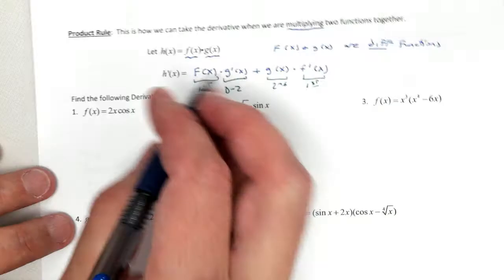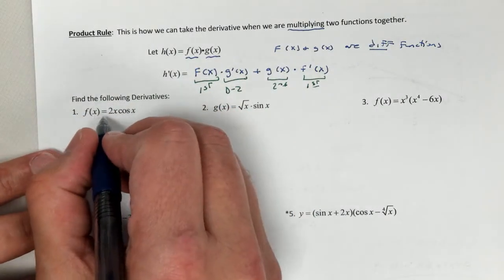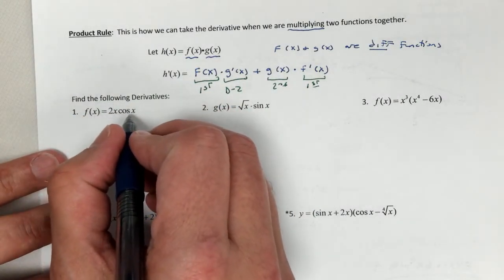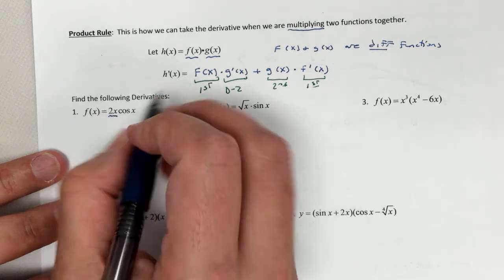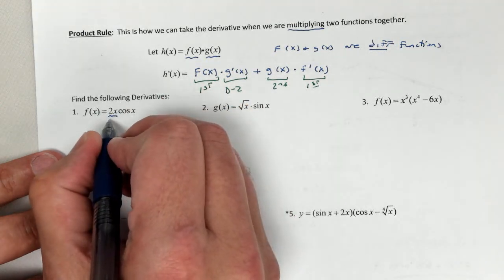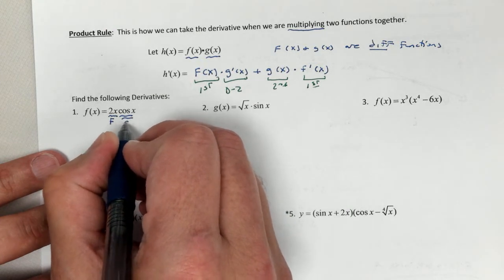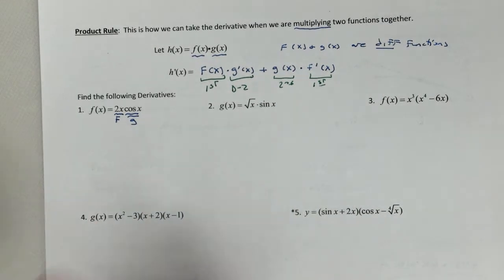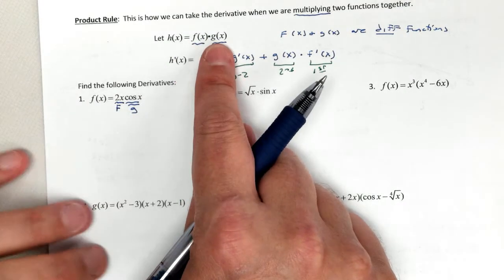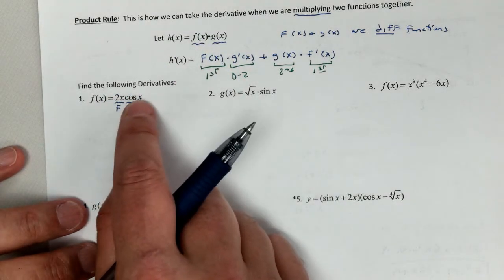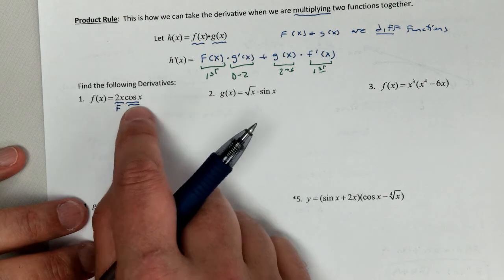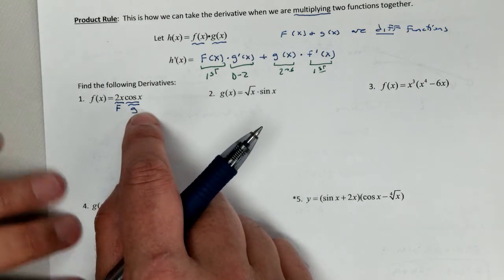Let's look at number 1 here. We have f of x is 2x times cosine of x. I can imagine this 2x as being my first function, I'll call that f, and the cosine of x being my second function, which we'll call g. And so there you go, f of x and g of x. We have two distinct functions right here: f, which is 2x, and g of x, which is cosine of x.